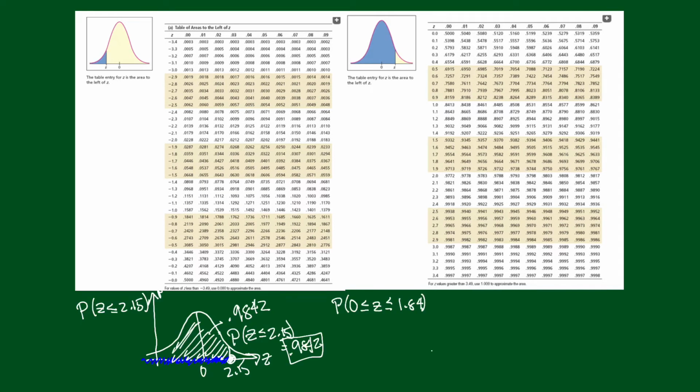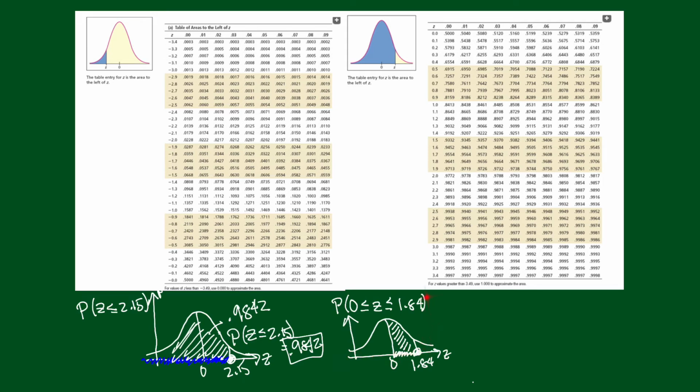Let's try this one. What's the probability that z lands in this interval right here? Where are we? We're at 0 to 1.84. Now maybe that's over there. 1.84. So what's the probability that we land in that interval? So let's find that area. Now we have to be careful. How does the table read? The table reads all the way from negative infinity all the way over here.